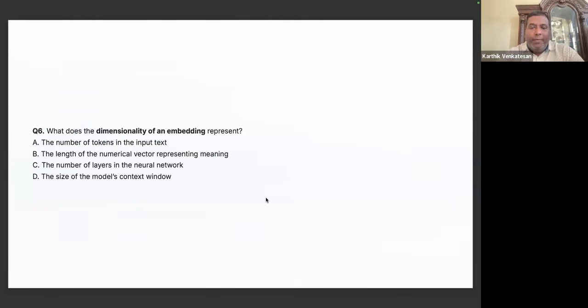What does the dimensionality of embedding represent? The number of tokens in the input text, the length of the numerical vector representing meaning, the number of layers in the neural network, the size of the model's context window. I see a lot of C's and some B's.